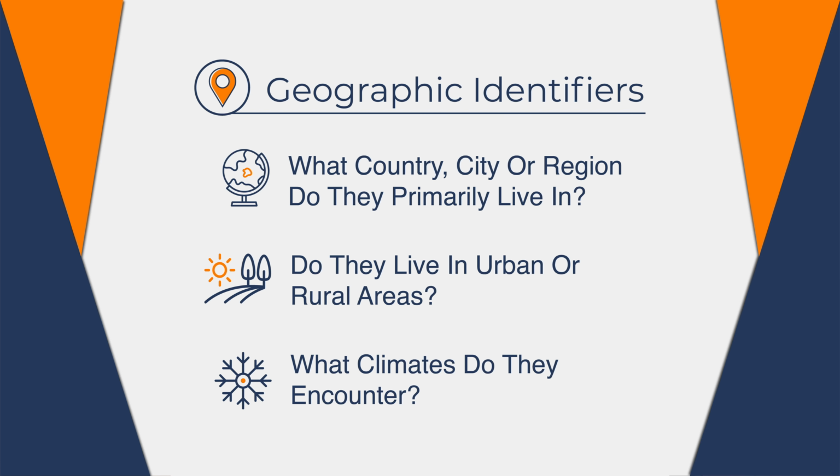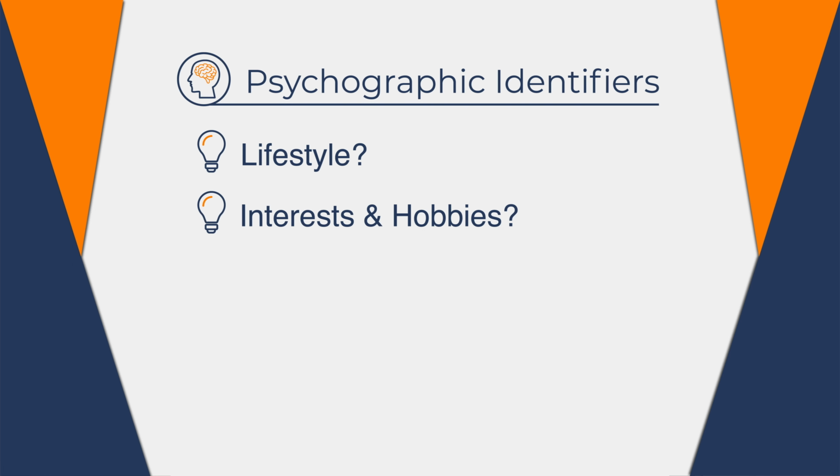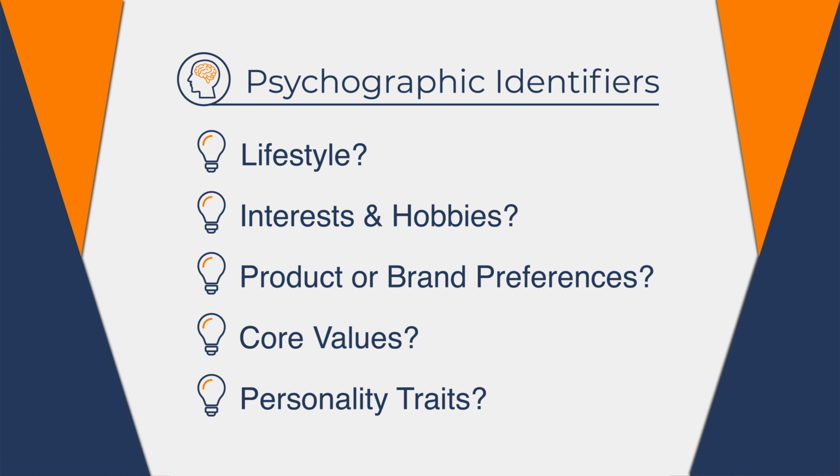Another important piece of the puzzle. Next is psychographic identifiers, and this is where stuff starts to come to life a little bit more. When we talk about psychographics, we want to be answering questions like, what is their lifestyle like? What are their interests, hobbies, product or brand preferences? Do they have certain values in common? Maybe you're selling environmentally safe products. Well, then maybe your customers really care about being environmentally friendly and they hold that as one of their core values. Then personality traits. Marketing that resonates with a target audience's personality can really increase engagement and effectiveness.